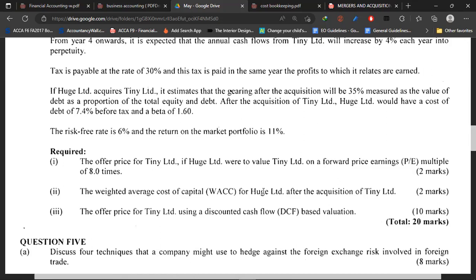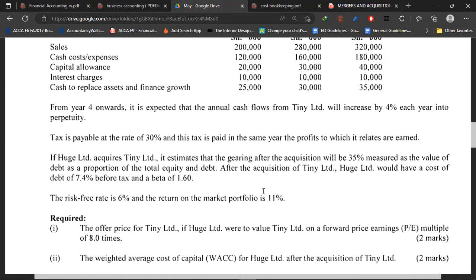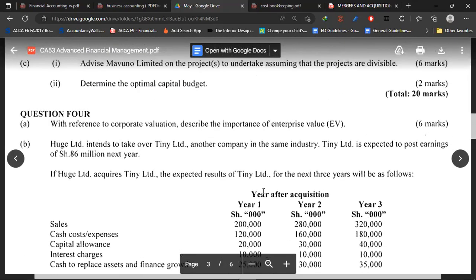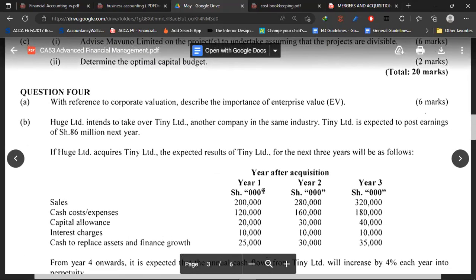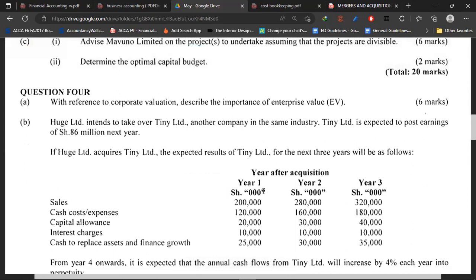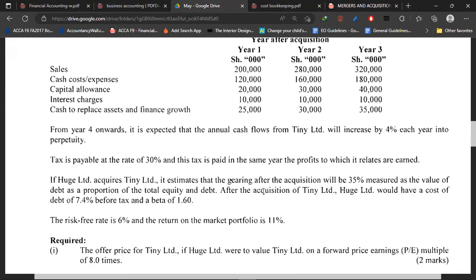Now, in this aspect, we are just focusing our attention on the calculation of the offer price. We shall be able to do the offer price and the discounted cash flow. You know that the best valuation is the one that I taught you yesterday. It is not something that is hard. The weighted average cost of capital for Huge Limited, you remember, Huge Limited is the one that is acquiring. Huge Limited is our predator, which is going to be taking over Tiny Limited.